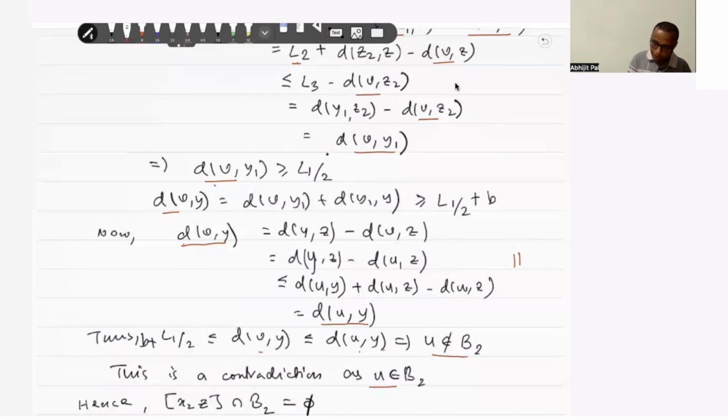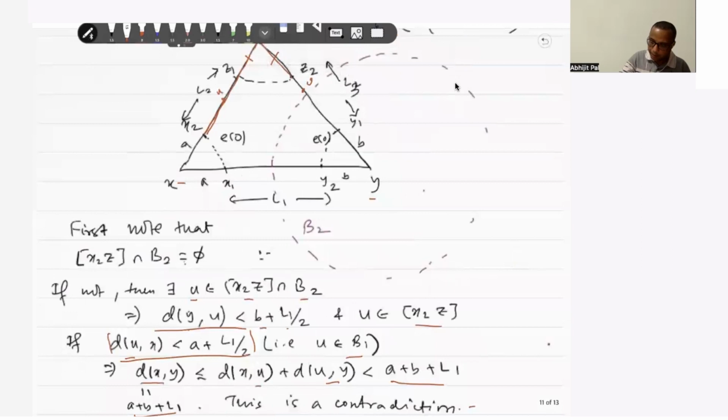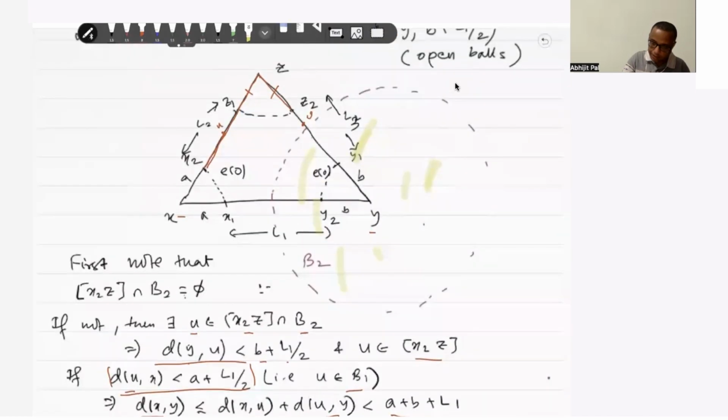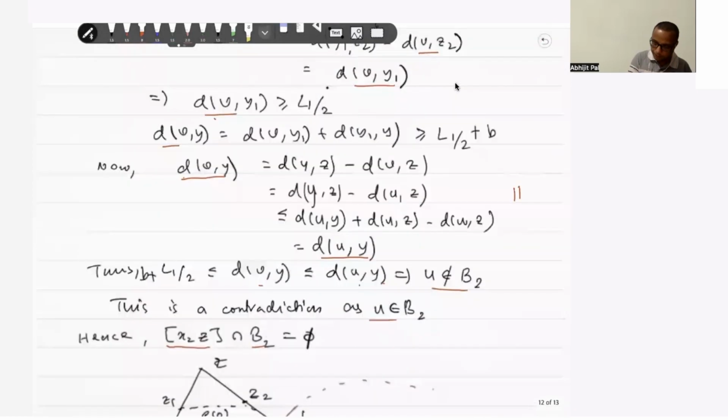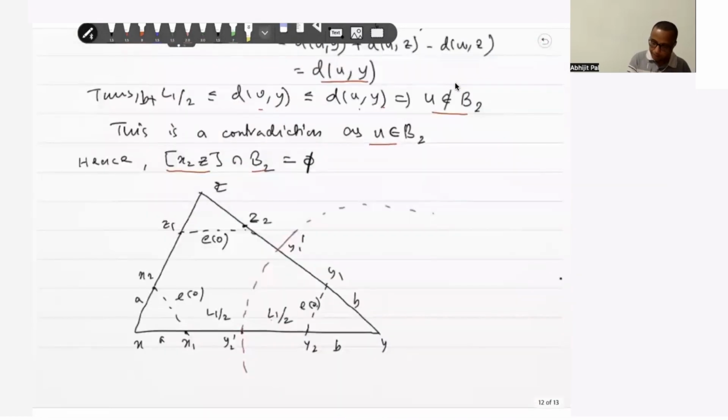So therefore, this geodesic does not intersect this B2. So this ball B2 does not intersect this X2Z. That is what we have proved so far. So this ball does not intersect the side X2Z. Okay.